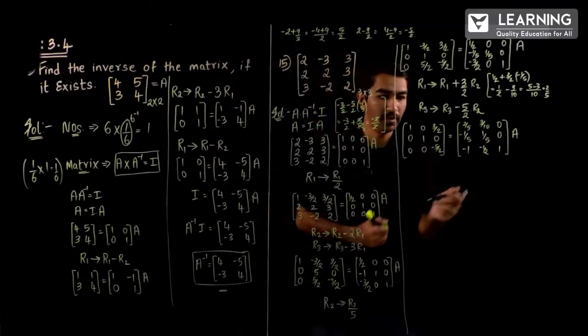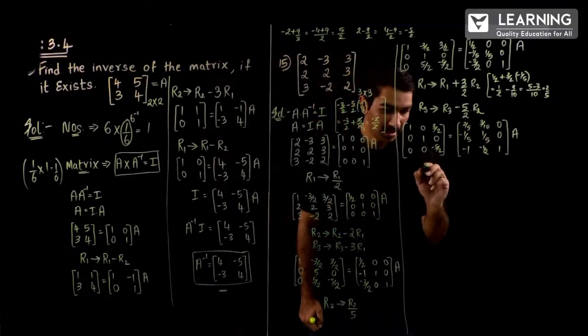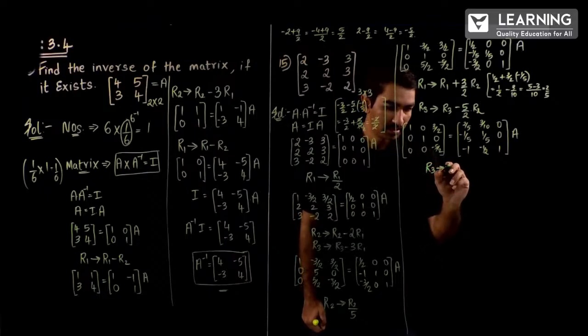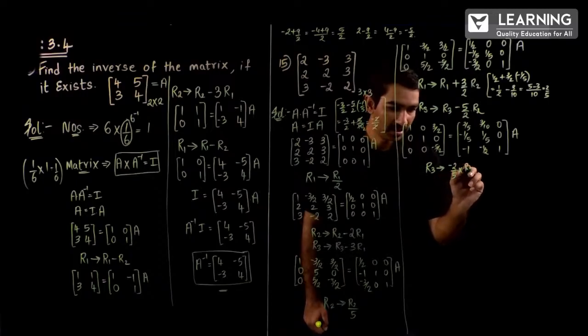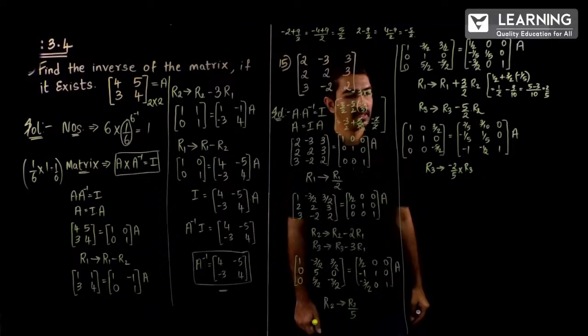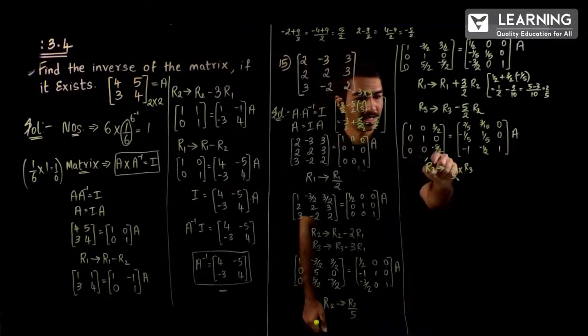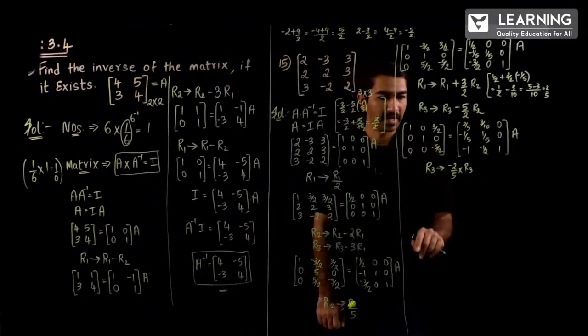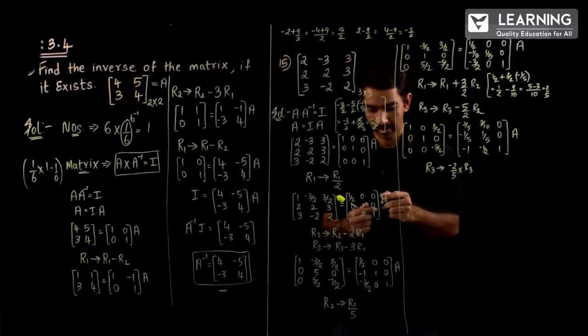How do we make that as 1 now? So this is in R3, right? R3 equals minus 2 by 5 into R3. Correct? Minus 2 by 5 into R3, 2 cancel, 5 cancel, minus into minus is plus 1. So this will become 1 then.